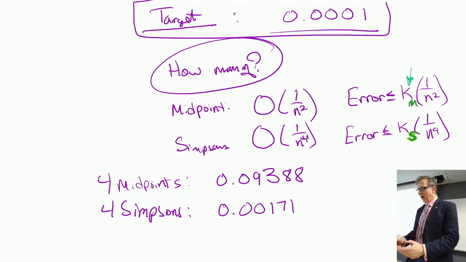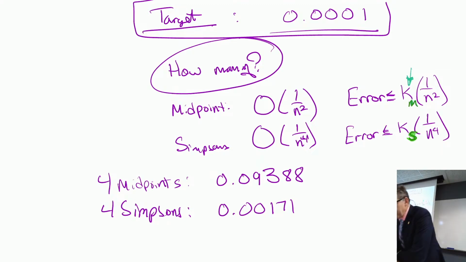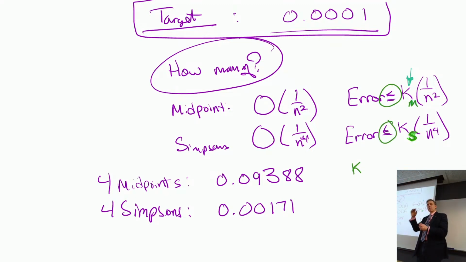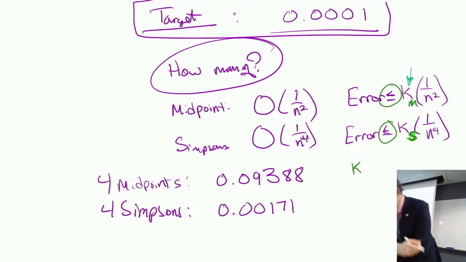Okay, whatever. So what about the Ks? For the midpoint, notice that the error is less than or equal to some constant. That's what the big O means. Your error will always be less than or equal to some constant times this thing. It's not going to be exact, but it's going to be approximate, and it's okay to approximate.